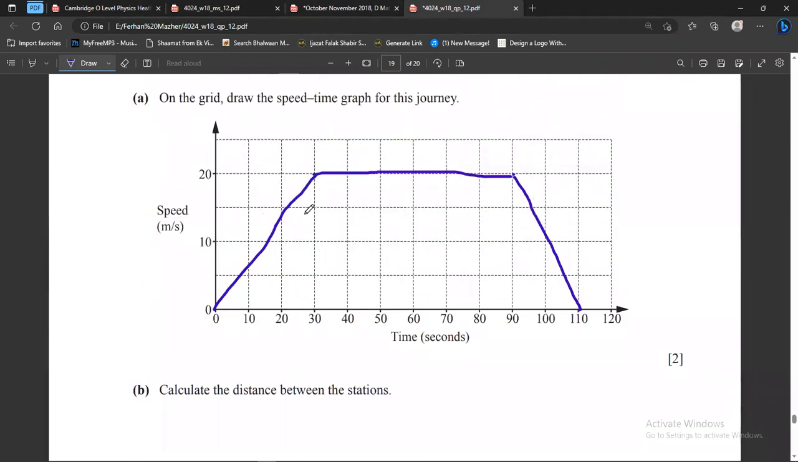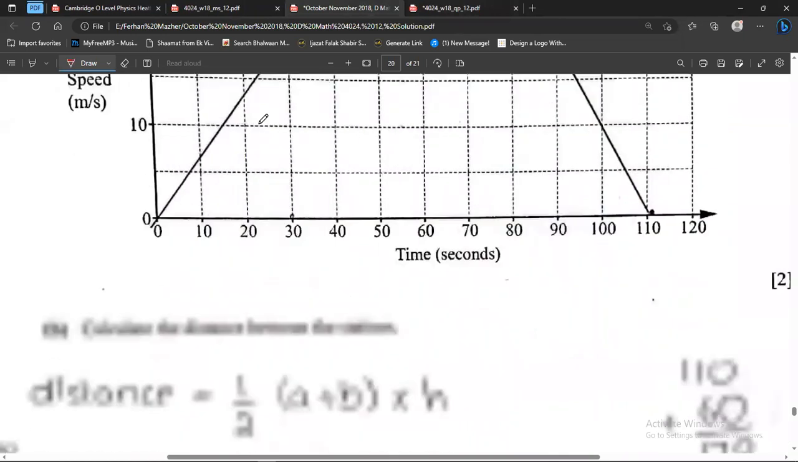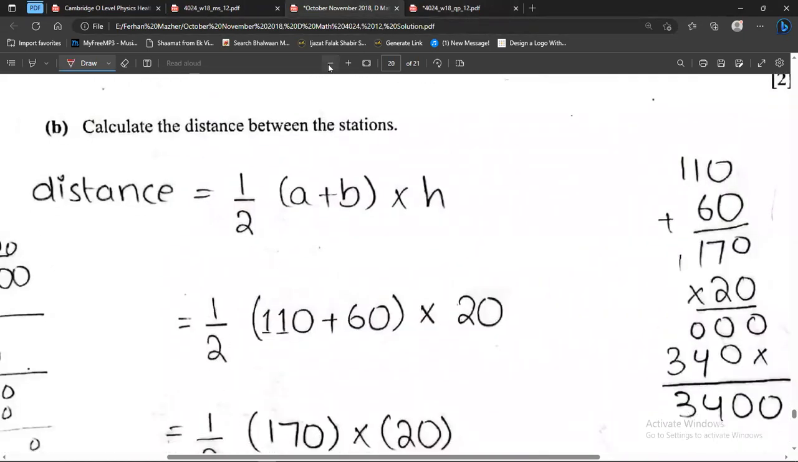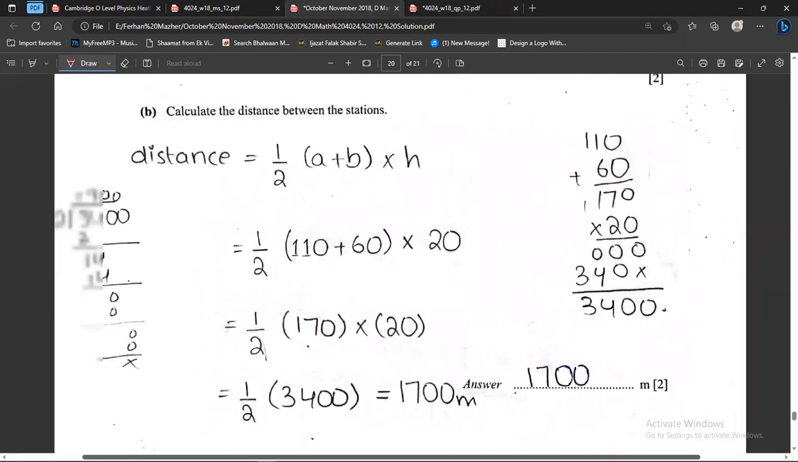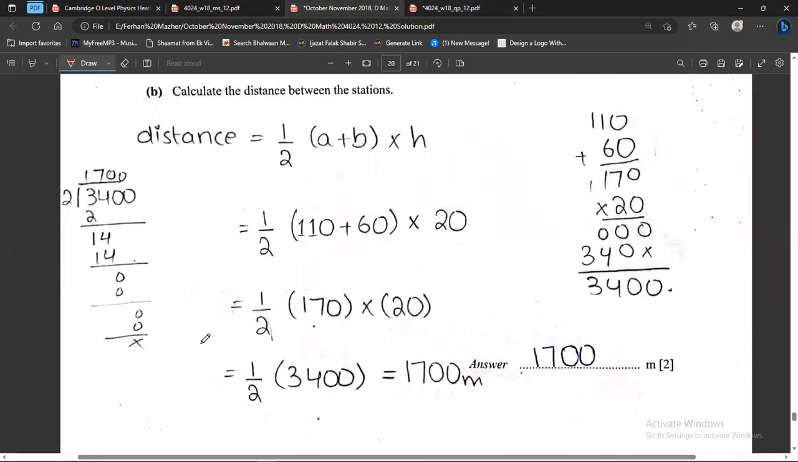You just have to divide this thing into three portions, this portion, and this portion. Sorry, I'm trying to make a straight line. This portion. Find the area of this triangle, find the area of this rectangle, find the area of this triangle. Or you can take this big thing as a trapezium. You can find the area of the trapezium, and very easily you can tell the distance traveled. Area under the speed time graph is equal to the distance traveled.